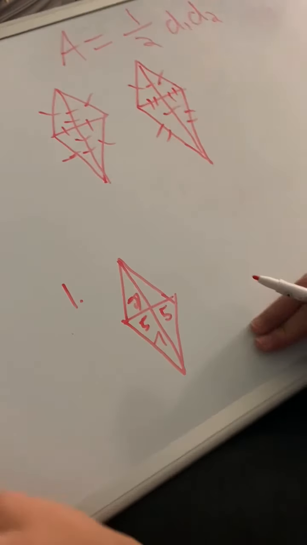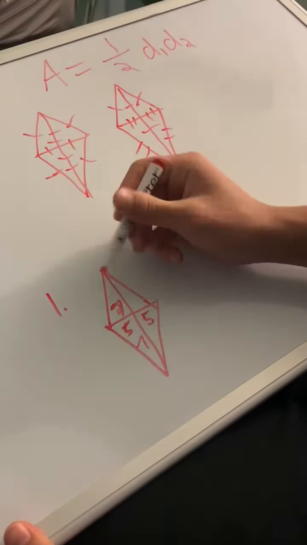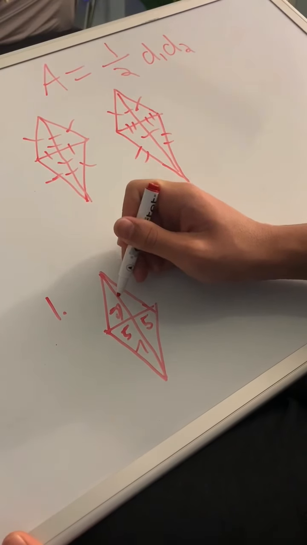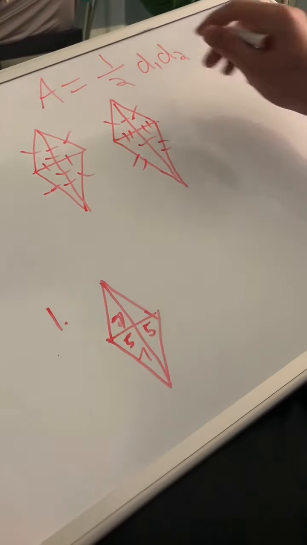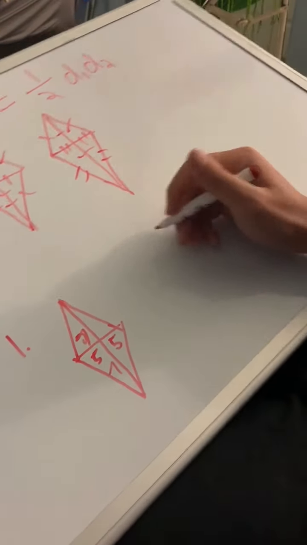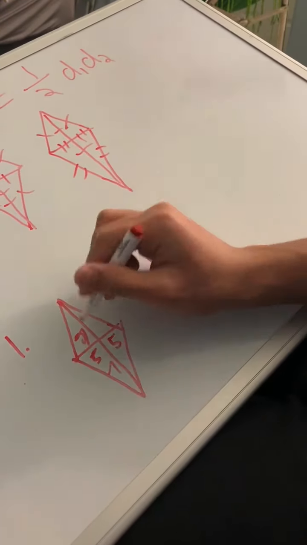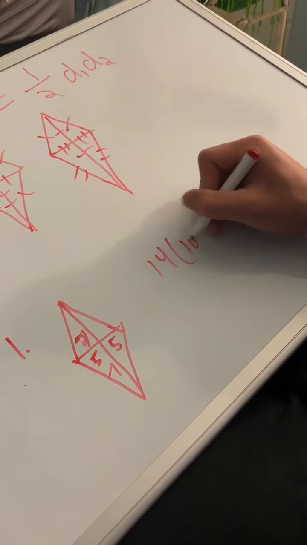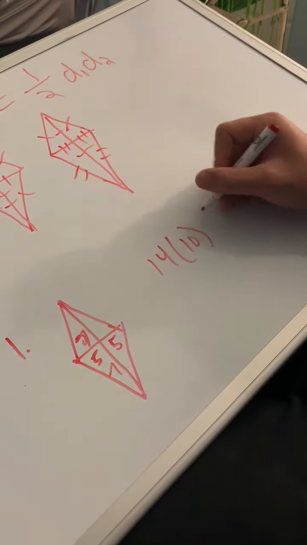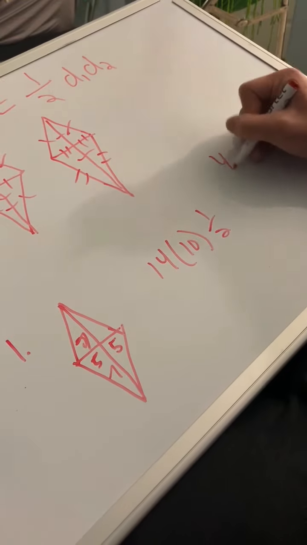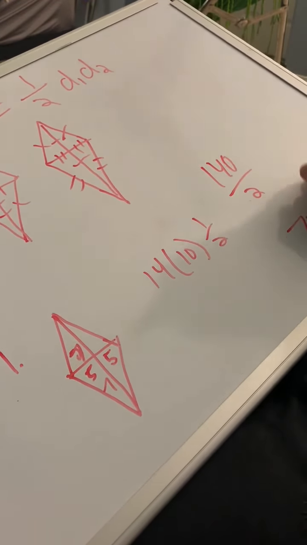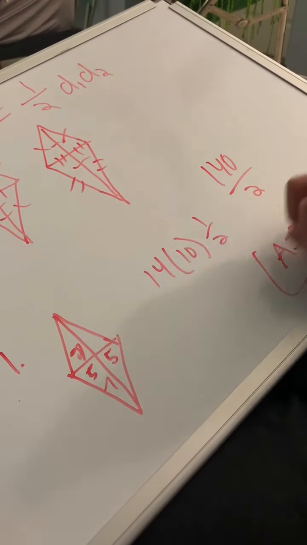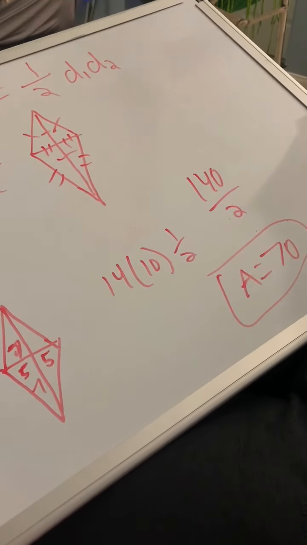Down here, we have the problem. One side is 7, or this little portion is 7, side 7, 5, 5. You want to find out the entire diagonal, so that's 14, 7 plus 7, times 10, times 1/2. So, 140 divided by 2, you get 70. Area equals 70. Pretty easy, right?